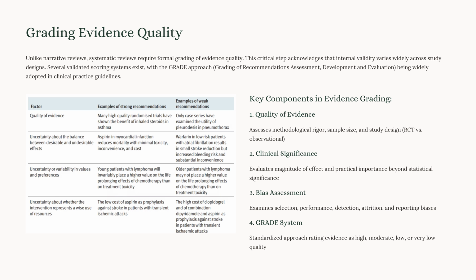And so we usually want to use something like the GRADE approach, the Grading of Recommendations, Assessment, Development, and Evaluation. And you can see here in the table, it gives you essentially some examples of what that looks like in terms of the quality of the evidence, uncertainty about the balance between the groups, or the variability in the values. You're looking at all these across the studies to figure out basically how good the data is for the systematic review. So you're looking at the quality of evidence, the methodological rigor, clinical significance, bias, grading, and all these things help you figure out how good the studies included in your systematic review are.